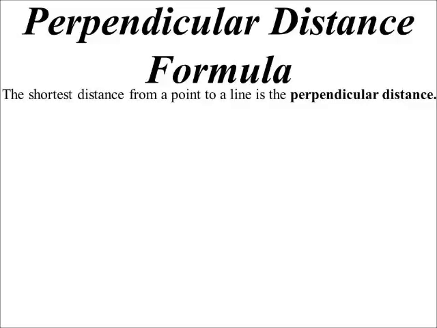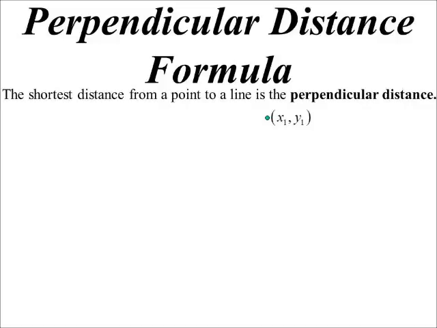Next formula, we're going to look at the perpendicular distance formula. It's an important formula because whenever we say what's the distance from a point to a line, it is assumed we are talking about the shortest distance, because obviously, depending on the direction we go, there's lots of different distances it could be, and the shortest distance is always the perpendicular distance.